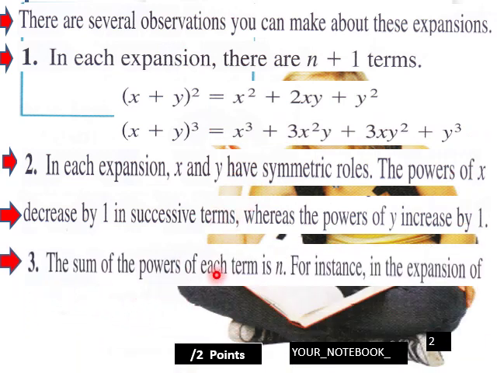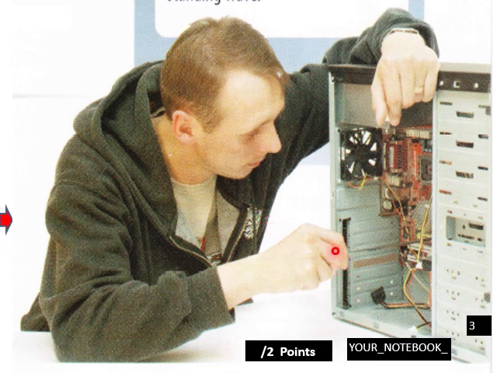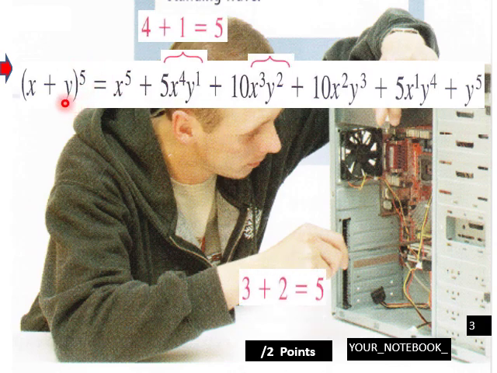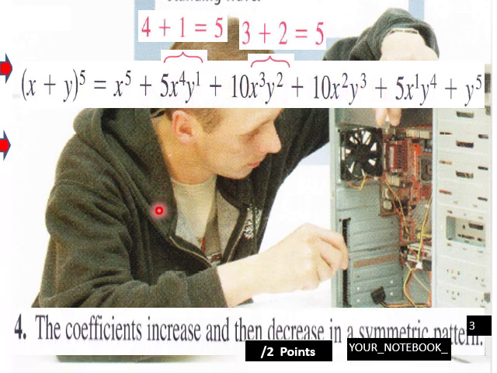Three, the sum of the powers of each term is n. So the sum here is n. This is a cube, this is a square, so you notice that. For instance, in the expansion of x plus y to the 5th, the sum of the powers of each term will be 5. So there you go, there's some more of your symmetry. Here for x plus y to the 5th, we have 4 plus 1 is 5, 3 plus 2 is 5, 2 and 3 is 5, 1 and 4 is 5, 5, and then 5. And x decreases, y increases.